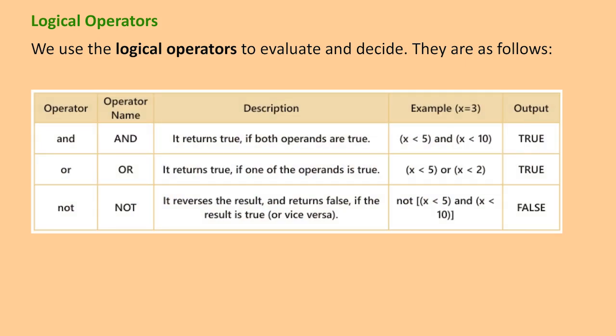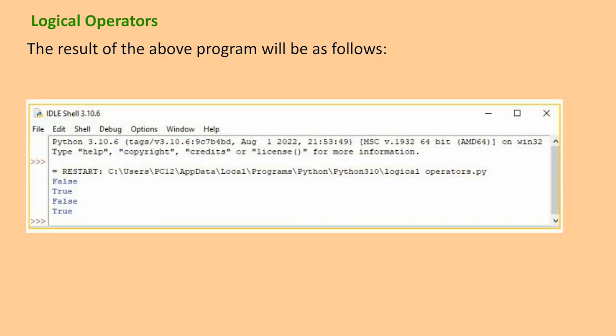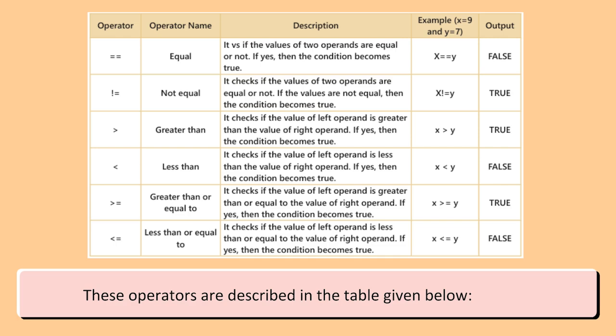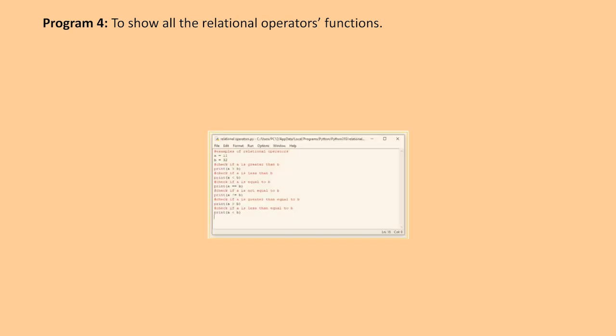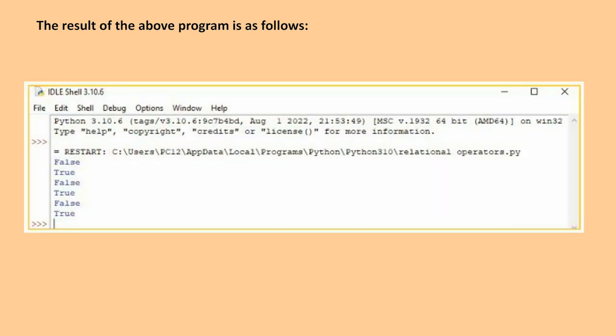Logical operators. We use the logical operators to evaluate and decide. They are as follows. Program 3 to perform all the logical operators. The result of the above program will be as follows. Relational operator. In Python, we use relational operators to compare the values of the two operands and return true or false accordingly. These operators are described in the table given below. Program 4 to show all the relational operators functions. The result of the above program is as follows.